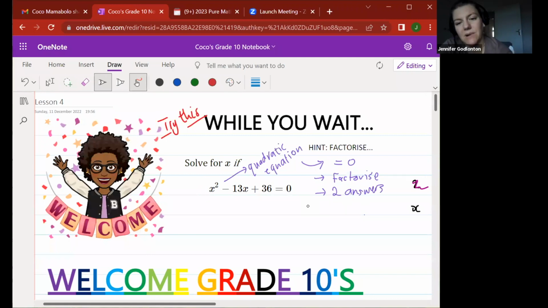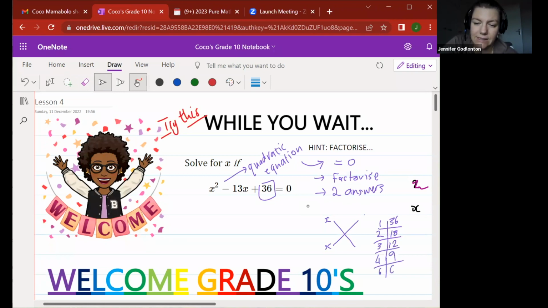We've got x squared minus 13x plus 36. It's a trinomial. We've spoken about how to do a trinomial using our cross method now. So we're going to have an x here and we're going to have an x there. We need to think what factor pairs of 36 can get us to 13. So if we think we've got 1 and 36, we've got 2 and 18, we've got 3 and 12, we've got 4 and 9, and then we have 6 and 6.